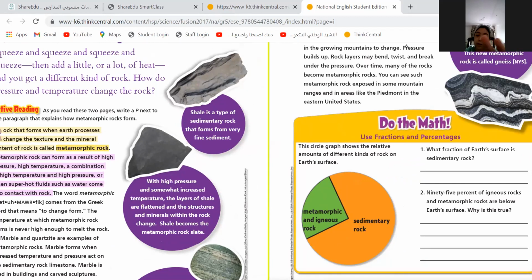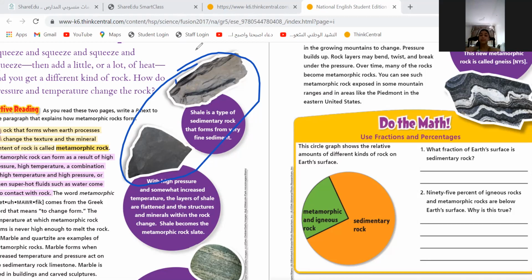Now, I want you to take a look at these two. Look at these two rocks. So the first one is shale. It's a type of sedimentary rock, all right? The second one, with high pressure and somewhat increased temperature, the layers of shale are flattened and the structure and minerals within the rock change. Shale becomes the metamorphic rock slate.